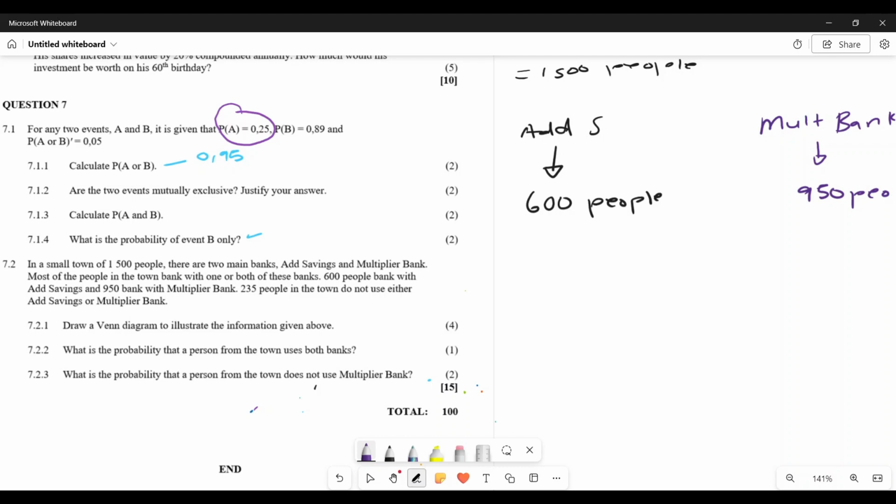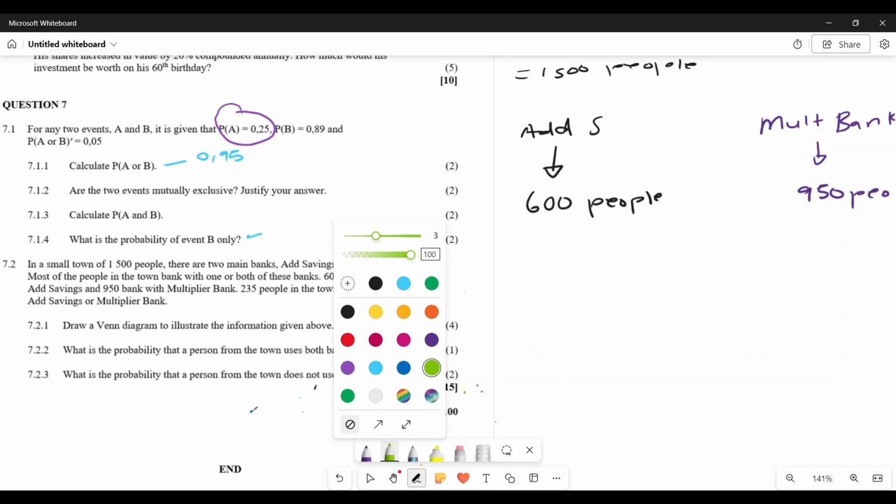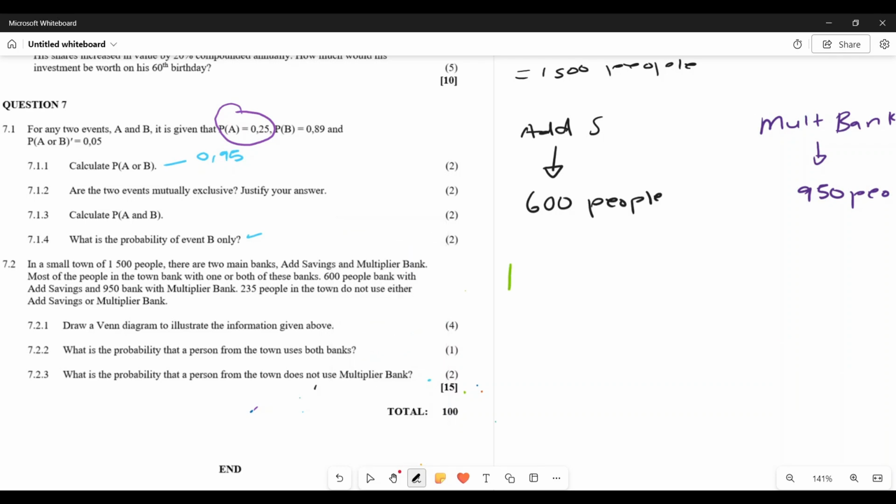All right. Now, 235 people in the town do not use either Ed Savings or Multiplier Bank. Now, this is very important, so let me just write it here. Here, the probability of people not banking with Ed Savings, I'm going to represent it with the letter A, as well as Multiplier Bank, I'm going to represent it with the letter M. And this simply means that the number of people who do not bank with both of these banks is 235. Do not bank with both of them.